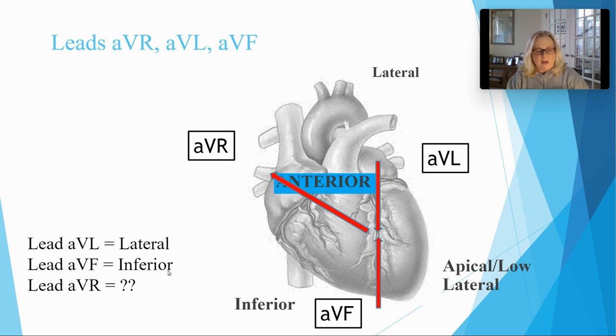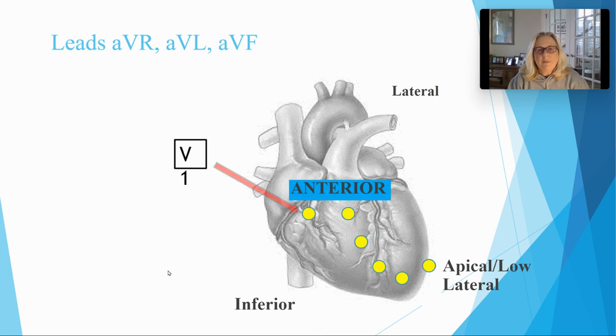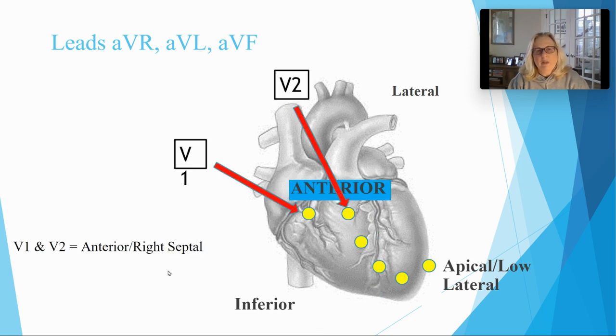Okay, so write those down on your chart. AVL is lateral and AVF is inferior. And we're going to group these all together at the end. You obviously can pause at any time during my notes if you want, and rewind if you want to go back, or if you didn't want to hear something again, just go ahead and repeat it. All right, so let's talk about V1 and V2.